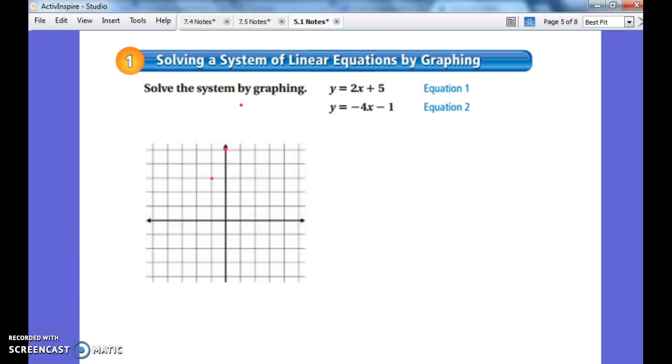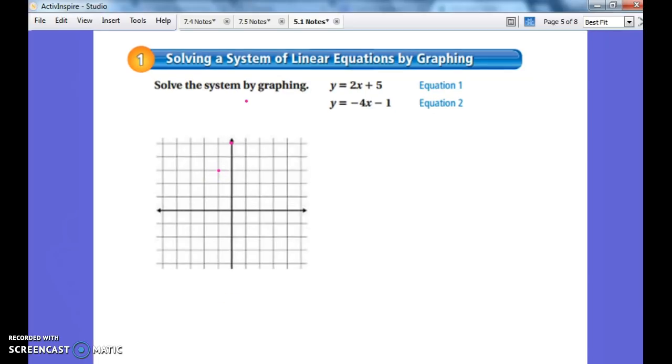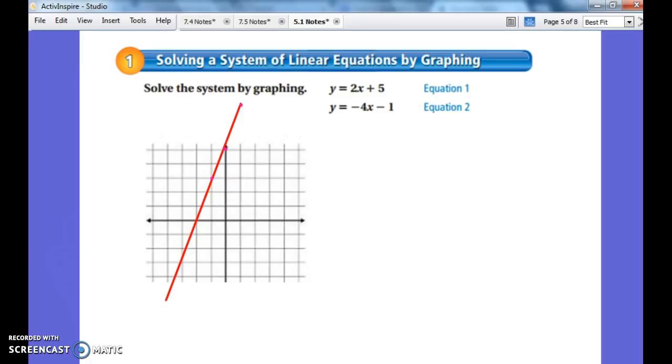Now I have enough dots to go ahead and draw a straight line through my dots, as straight as possible and as long as possible, because you don't necessarily know where they're going to cross, right? So you want to extend that line as long as possible. Then I want to go ahead and graph the second equation. I'll choose a different color to do that.